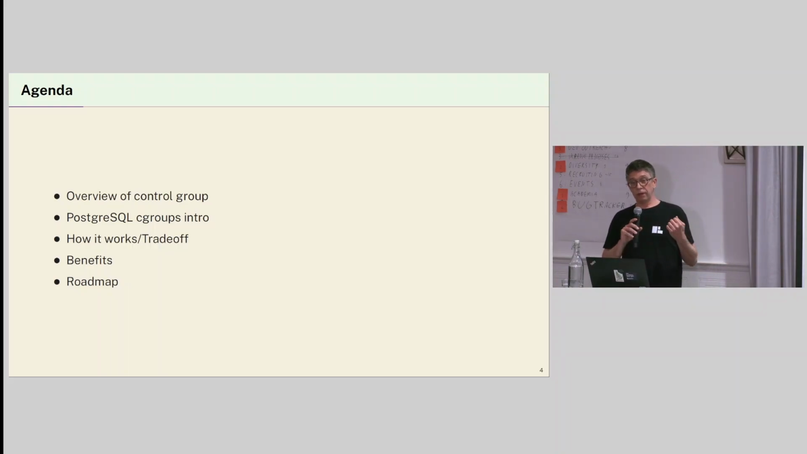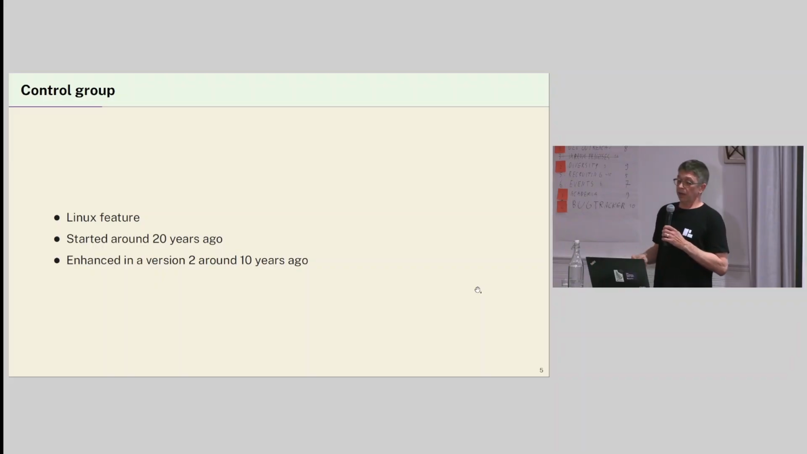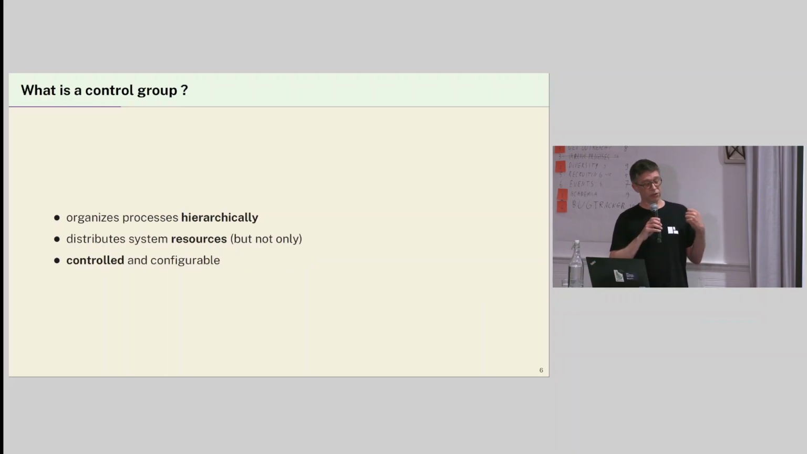So control group, it's a Linux feature today. It exists in other operating systems, and some of the features came from Bull industry, so it predates a lot of what was open source. It started around 20 years ago with version 1, and then it moved to be enhanced into version 2 around 10 years ago. So when we talk about cgroup, we're talking about version 1 and version 2, and always this is a question, so we'll look into this question just after.